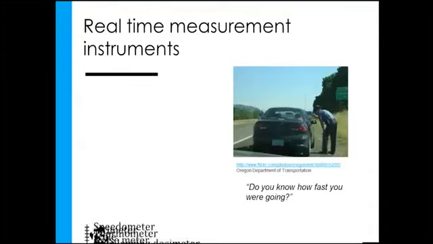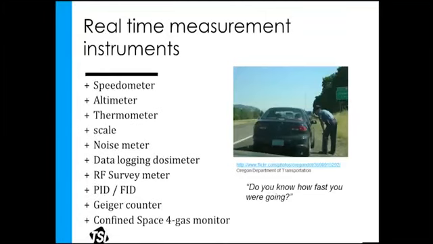We have real-time instruments that tell you how fast you're going. Speedometer. Pilots use altimeters. That's important. They want to know right now how high the airplane is. Thermometers, scales for weight, noise dosimeters. We have a lot of instruments we use in real time. So there are instruments that we rely on a regular basis. We need that information now to make a better decision.